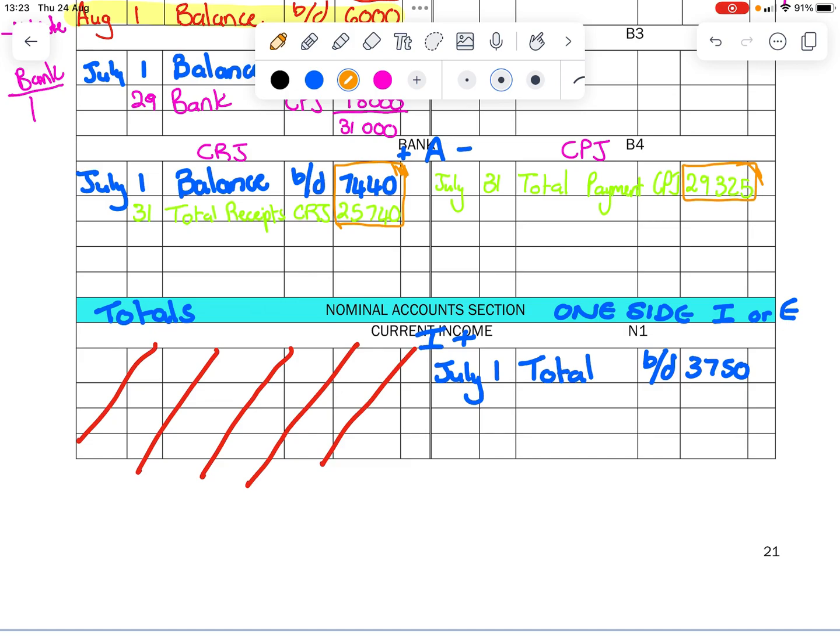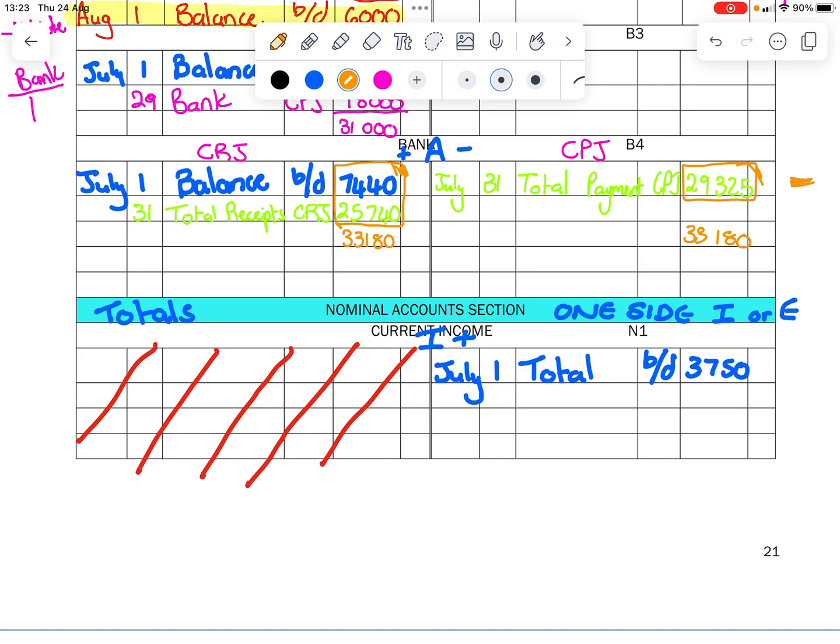So what we need to do is add up our balance and our total receipts of 7,440 plus 25,740, which will leave us 33,180 Rand in our bank if we didn't have any payments. However, we do have 33,180 Rand in our bank account and 29,325 Rand worth of payments.